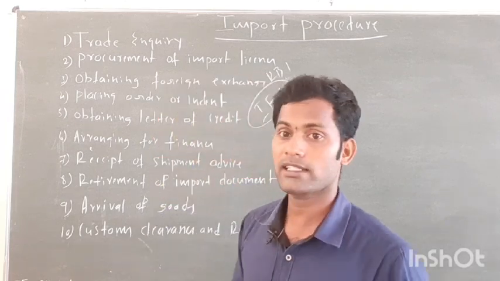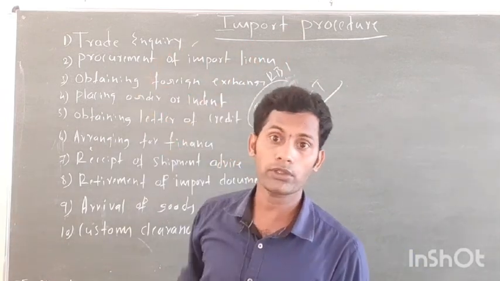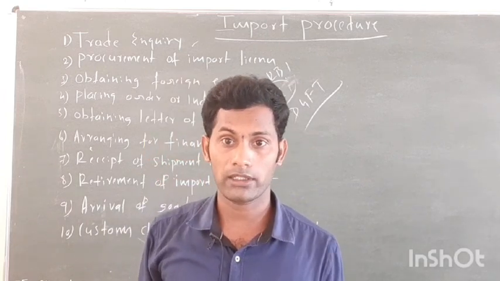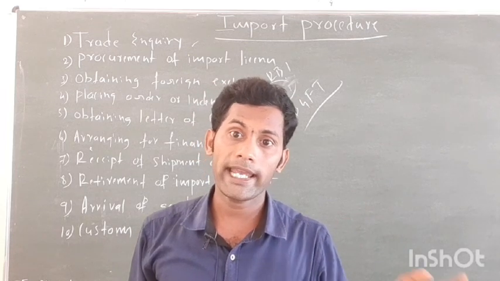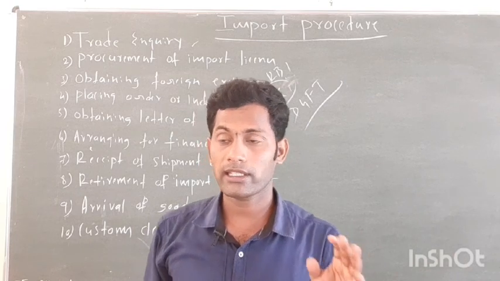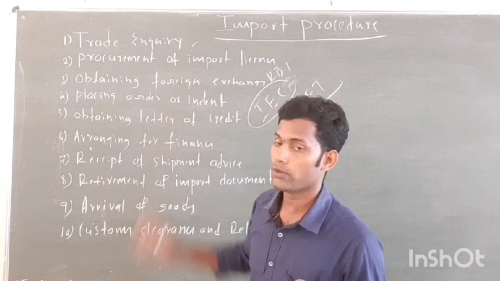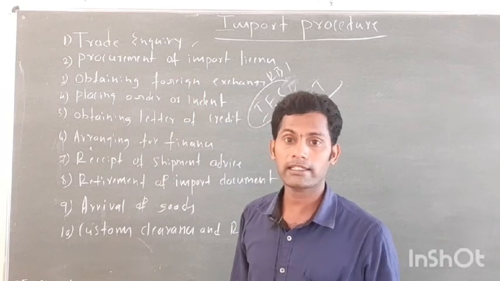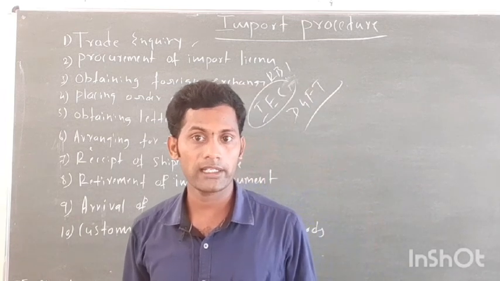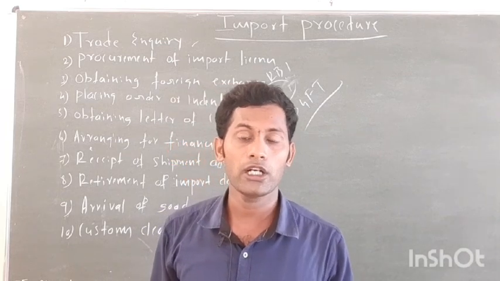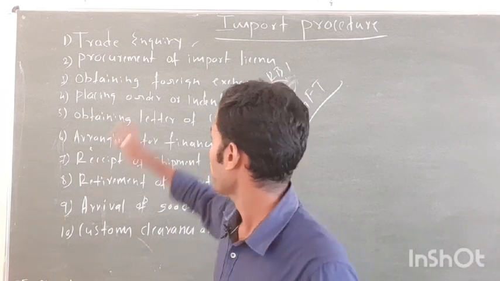Now, what is the first task of the importer? That is trade inquiry. The importer has to send a request letter to all the exporters or export firms, inquiring about a product. That is the first work of the importer: trade inquiry, collecting details of the product, the price, size, quantity, and quality. You want to get all the information of the product from the exporter. That is what we call trade inquiry.